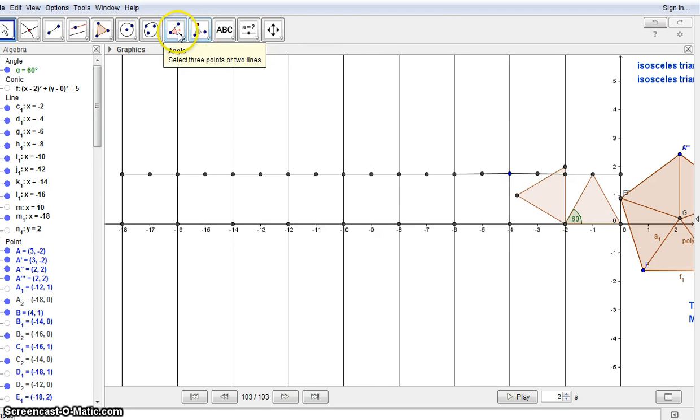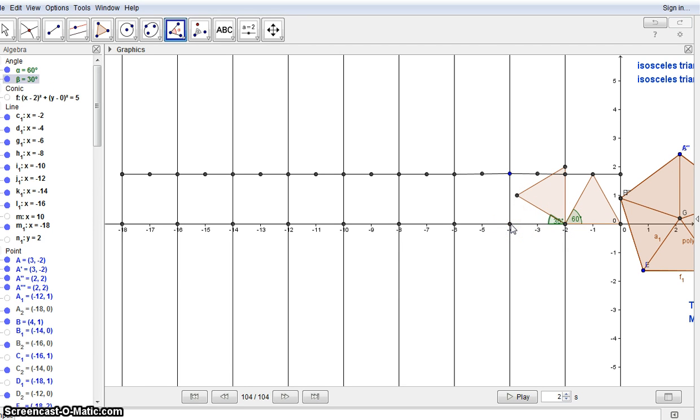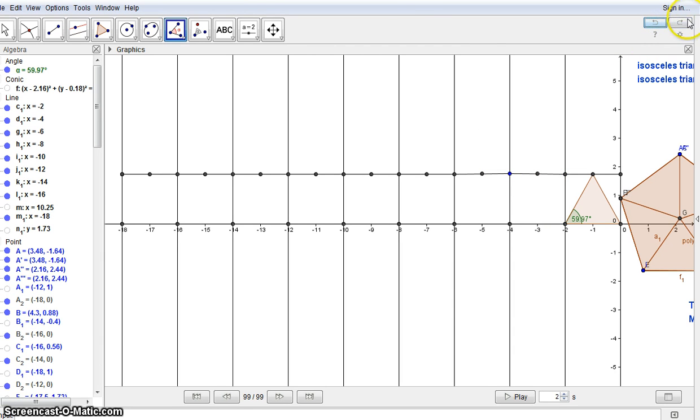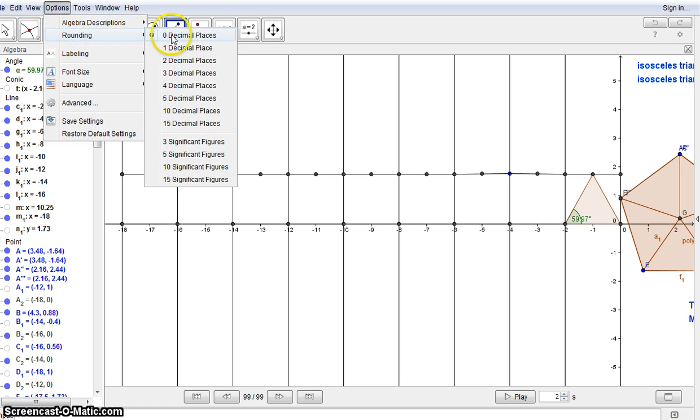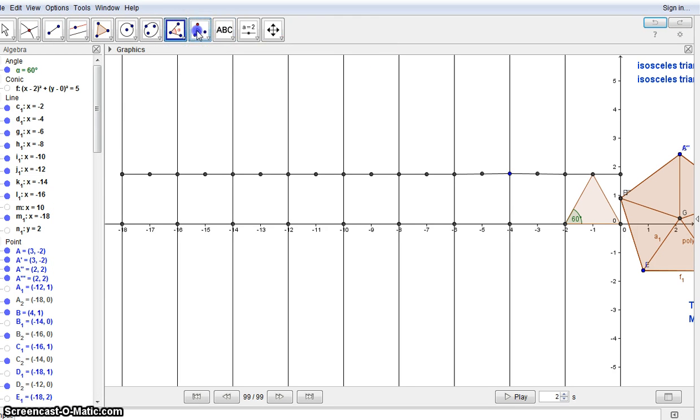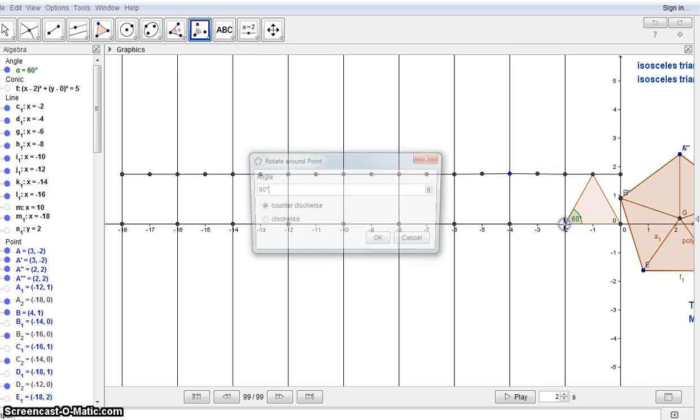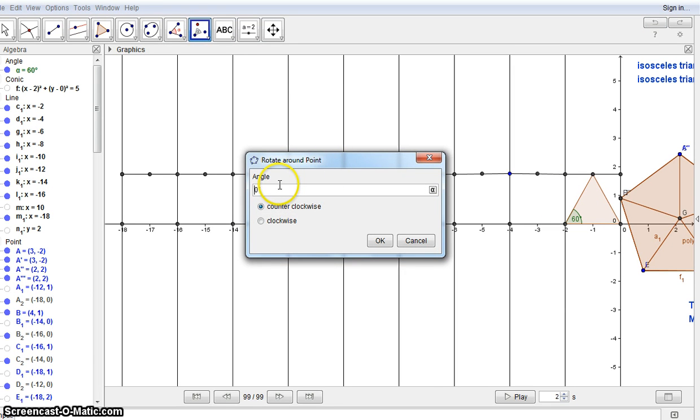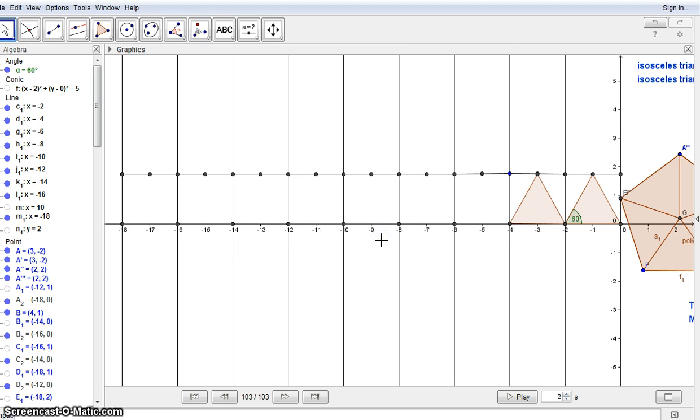Okay, so let's measure this angle. I want to go clockwise, plus 30. Okay, so let's try 120-degree rotation. And let's change my rounding back, 0 decimal places. I'm going to rotate this object around this point. Okay, this is making sense. 120 degrees counterclockwise. That's cool. I could do it again. Rotate this object around this point, 120 degrees.